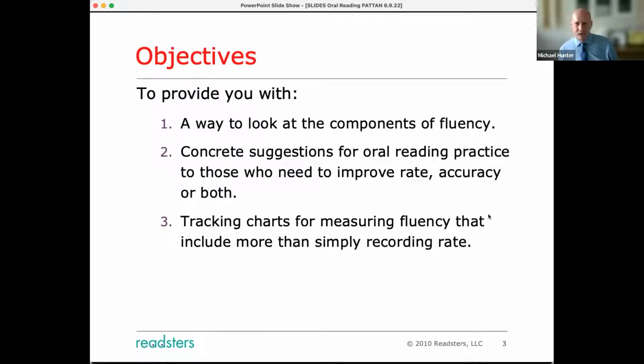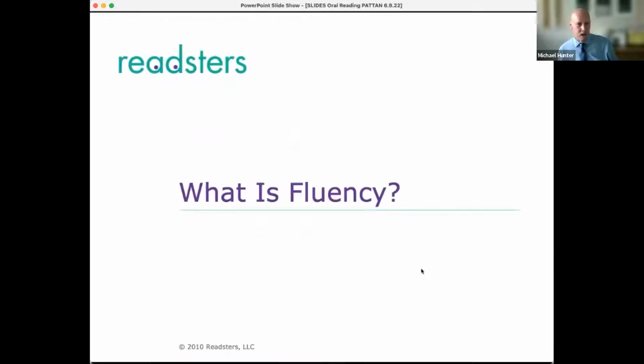We have 3 objectives for this session. The first is a way to think about looking at the components of fluency, and then concrete suggestions for oral reading practice for those who need to improve rate, accuracy, or both. And then finally, we're going to share some tracking charts for measuring fluency that include more than simply recording rate.